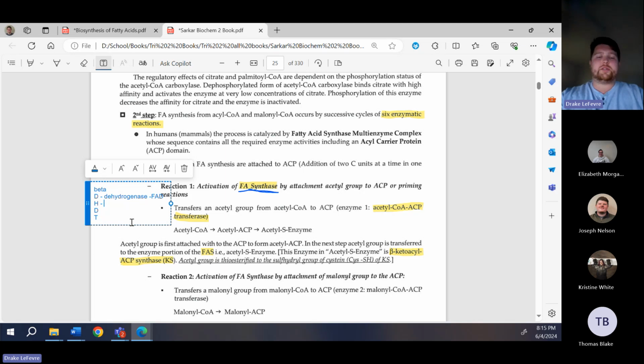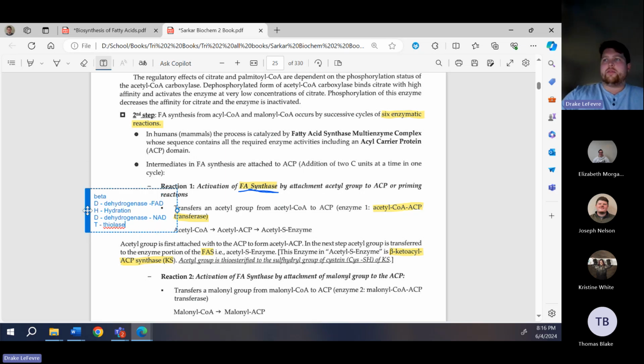And then we have an H. What did the H stand for? Hydration, so we're adding water back into things. And then we have another dehydrogenase. That one's for NAD. And our last step is a thiolase for beta oxidation. Cool, just a quick review of that. Keep it fresh in the brain as we get close to test time.